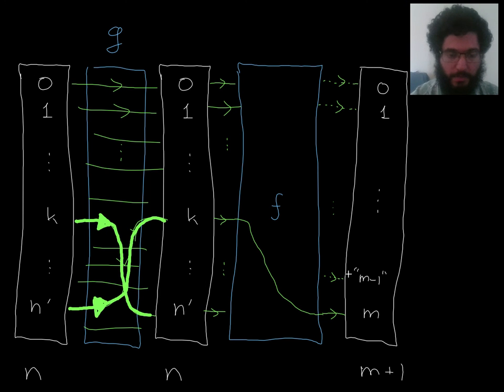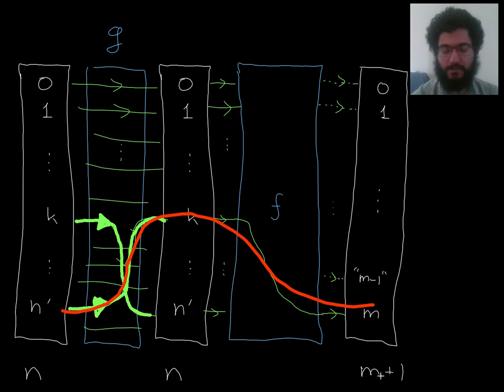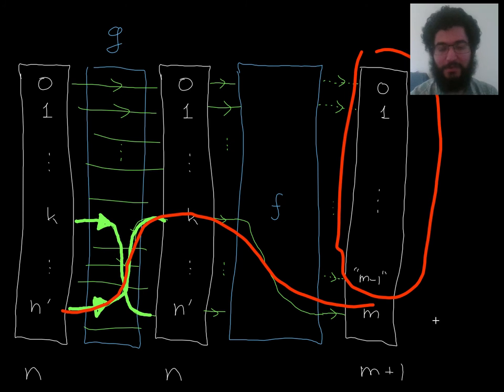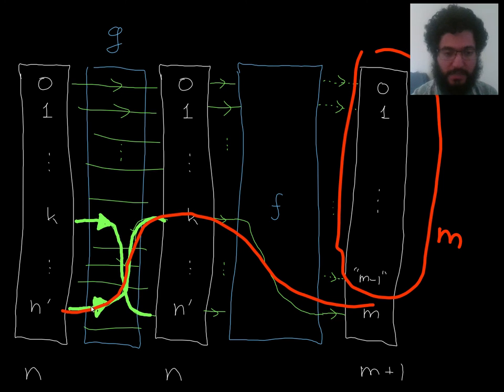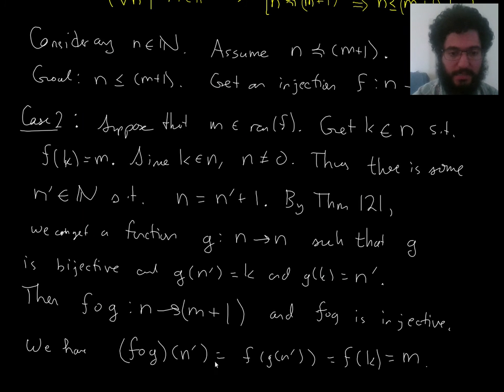Now I want to take my composite function and then delete this edge from it. Then I think what I'm left with should be an injection from a smaller natural number here to just this part, which is m. And then I think I can apply my induction hypothesis. So next goal is delete this edge, the n prime m pair, from this composite that I've got.